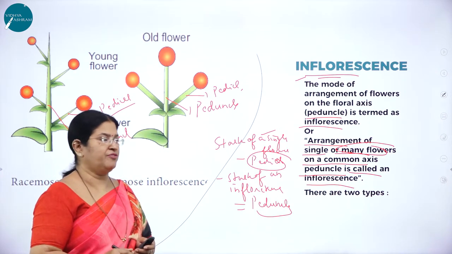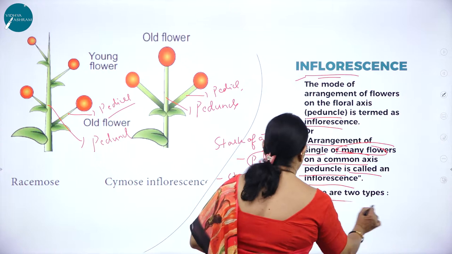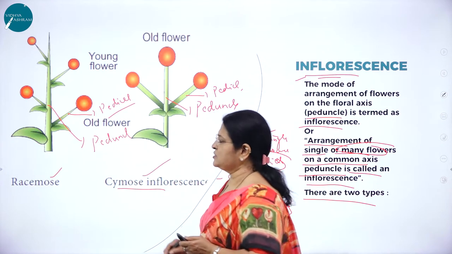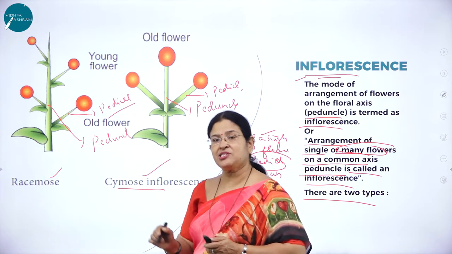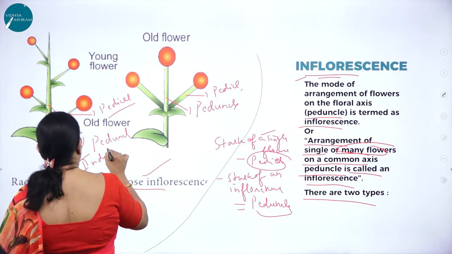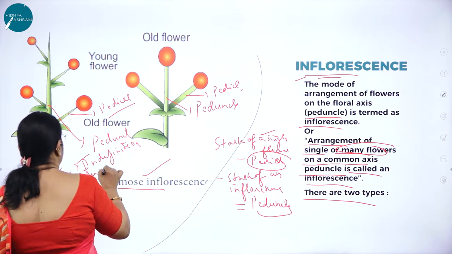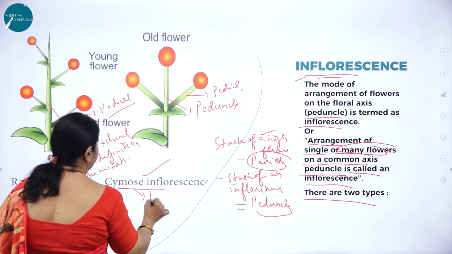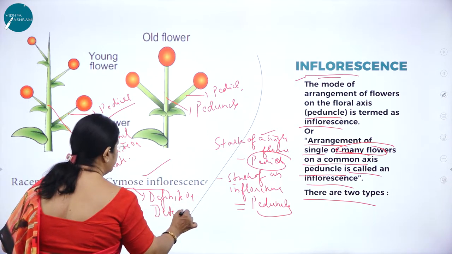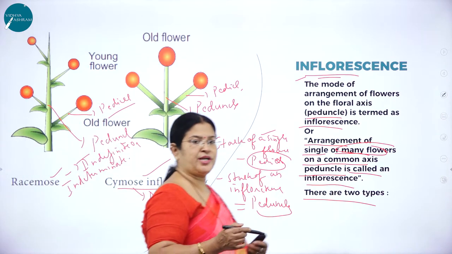Now let us study the classification of inflorescence. There are two types of inflorescence, namely one is called the racemose inflorescence, the other one is called the cymose inflorescence. So racemose inflorescence is also called indefinite or indeterminate inflorescence. Cymose is called definite or determinate inflorescence.